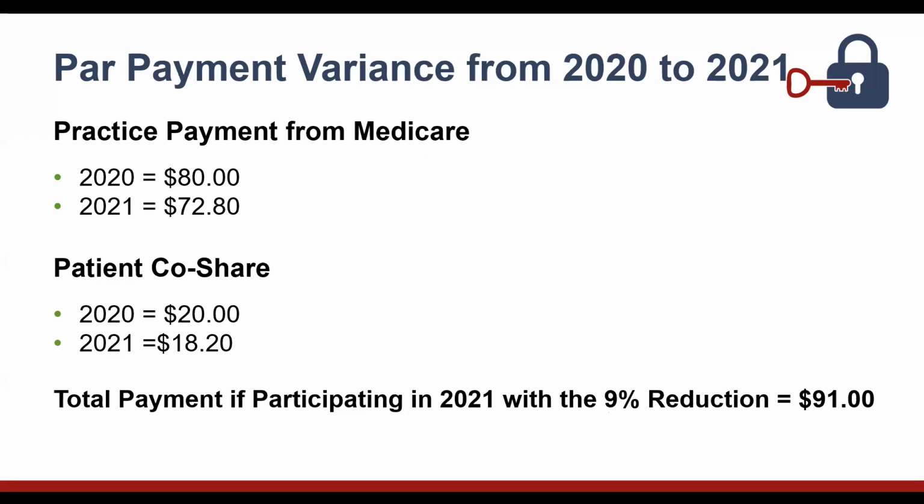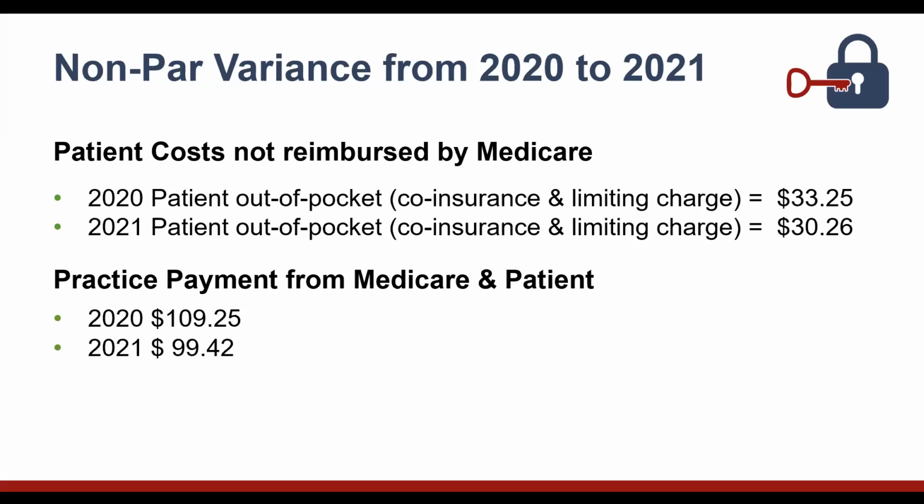So this is a variance. The practice payment from Medicare in 2020 was $80, and in 2021 with the reduction, $72. The patient's co-insurance was $20, now reduced to $18.20. So with a total payment of $91, the same services would have been paid at $100. Now, patients' costs not reimbursed by Medicare.